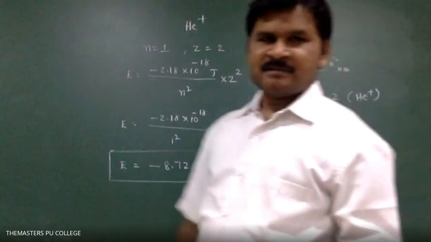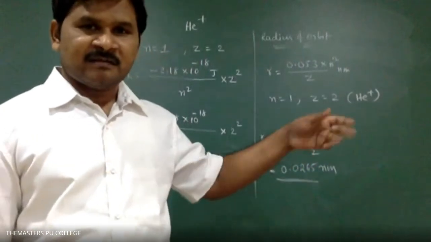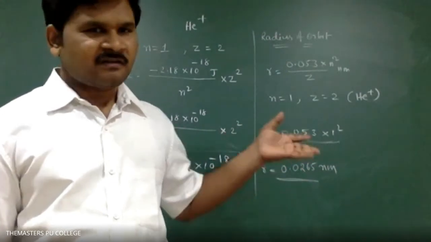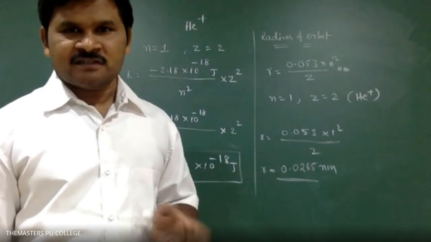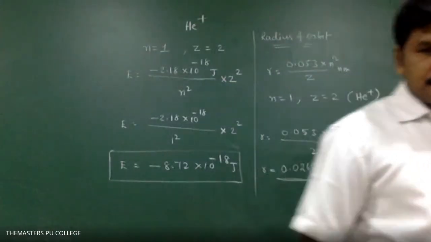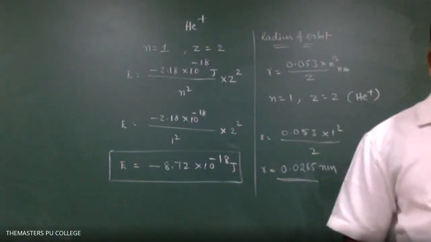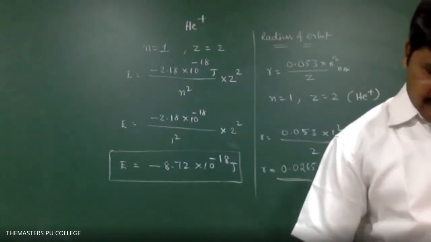Sir, every time is it compulsory that we should find energy in joules only and radius in nanometer only? See, in an objective examination, he will give units in the options. If he asks in electron volts, we have to take the formula in electron volts. If he asks in joules, we have to take joules. That's it. That's completed. Next, one more question.